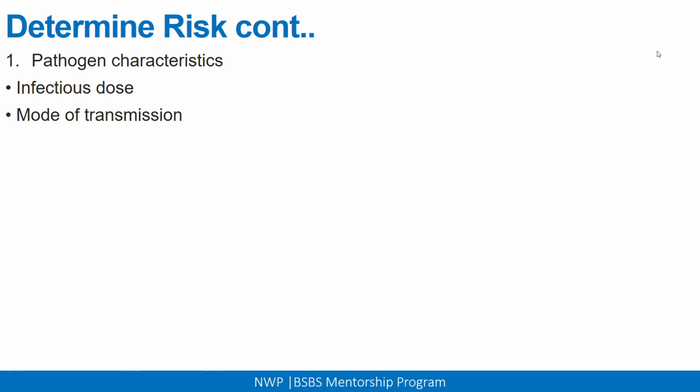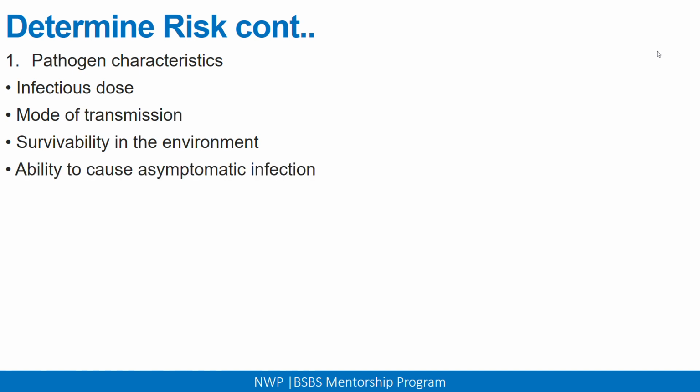Mode of transmission. I already touched on this in the previous one. If this particular agent has multiple modes of transmission, it means that the chances of you getting exposed to it will be greater as compared to something which has fewer modes of transmission, or if it has only 1 or 2 modes of transmission. Survivability in the environment, I think we've already touched on this. If it stays longer in the environment, there are more chances.